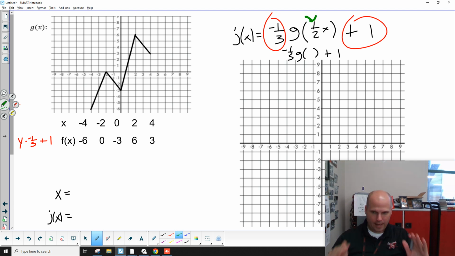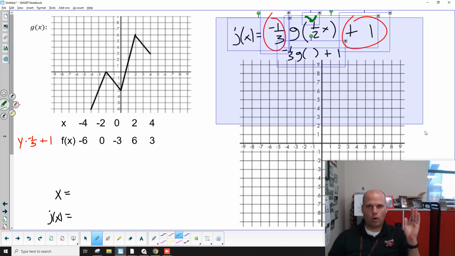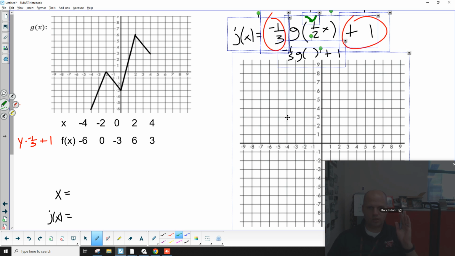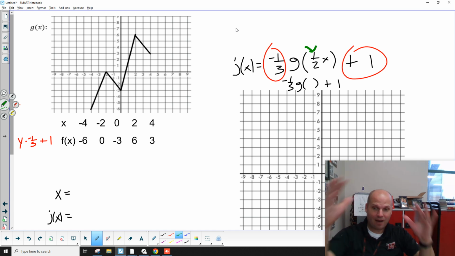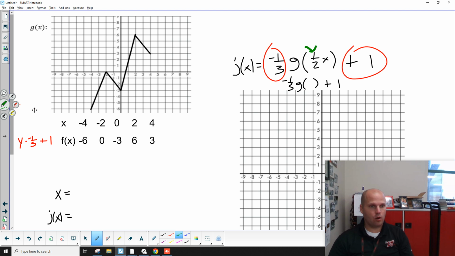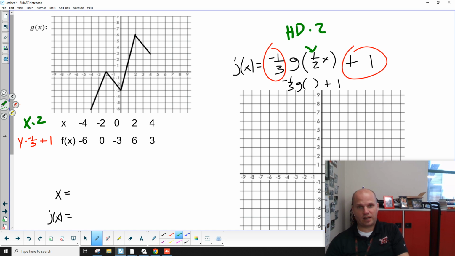Now, this guy, again, inside x's, opposite of expectations. What this requires us to do is multiply our x's by 2. We are reverse engineering what we need to have for x's so that when we are multiplying by a half, it maps to the points that we know. So I need to take my x's and multiply them by 2. This is a horizontal dilation by a factor of 2.